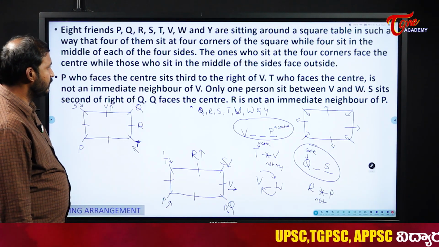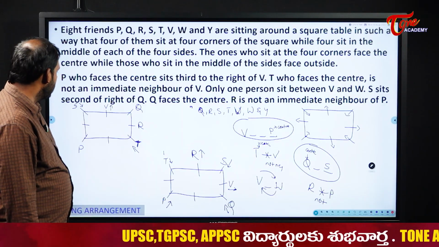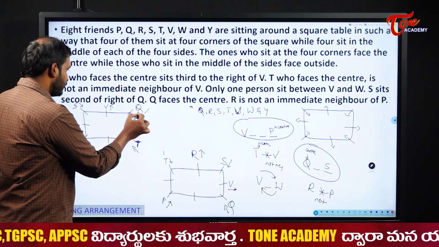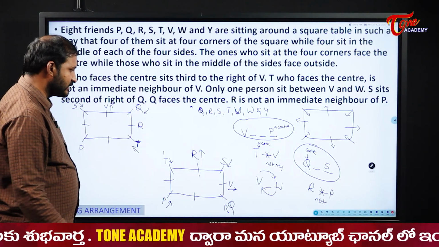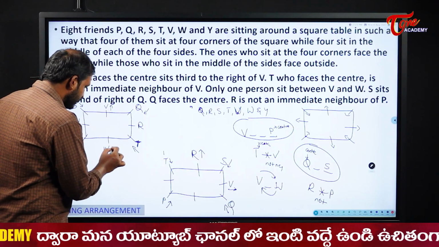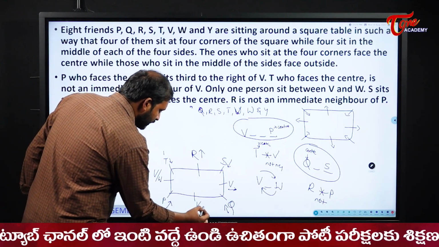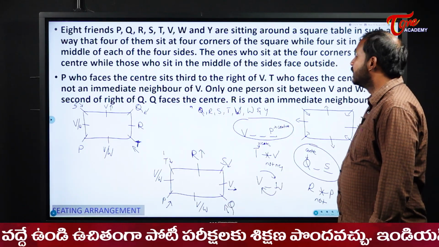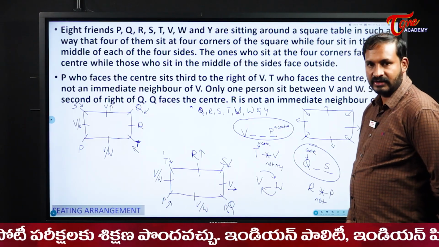Only one person. T who faces the center is not an immediate neighbor of V. S sits second to right of Q. Okay, that is also possible. So all the things we are done. So V or W can be here. V or W can be here. Here also the same thing, V or W can be here. So this is an incomplete arrangement, students. Sometimes we cannot arrange the persons exactly, and we can also see this type of case.